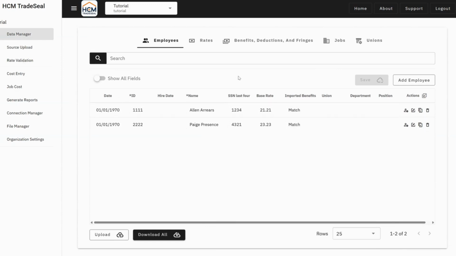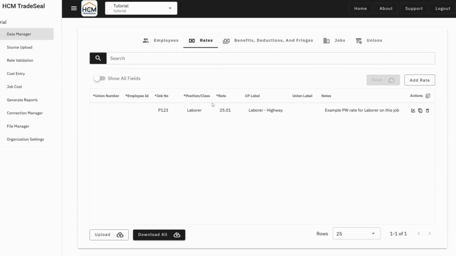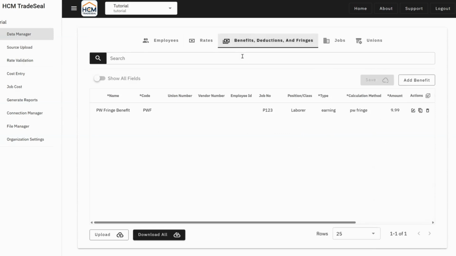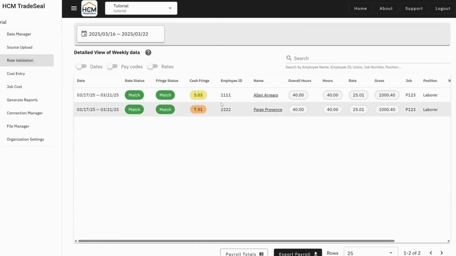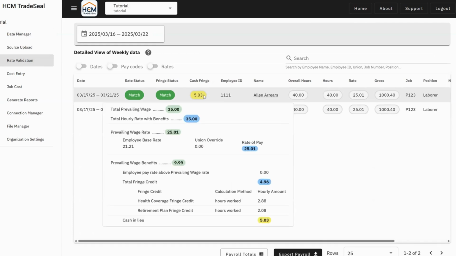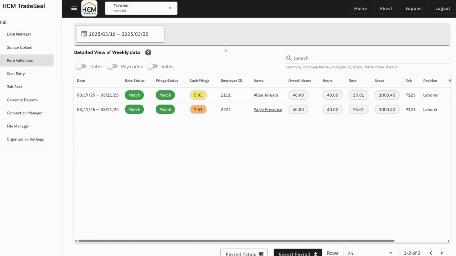Also, in order to calculate these against the prevailing wages, we do need to have prevailing wage rules in the system. Don't forget to set up your wage rate. And also, of course, don't forget to set up your prevailing wage fringe benefit with the calculation method PW fringe. Put it all together and you're going to see those fringe credits applied, which will reduce or perhaps even eliminate the amount that you have to pay as cash in lieu or a payroll earning. And that can save employers a lot of money and, of course, keep you in compliance with prevailing wage.